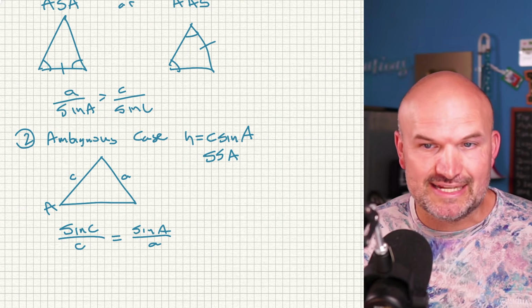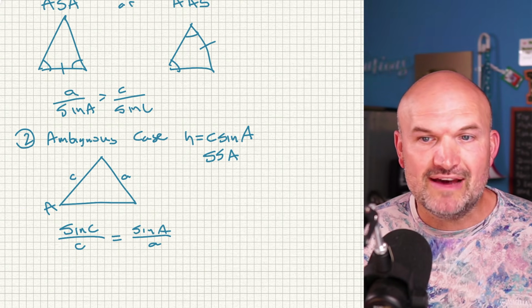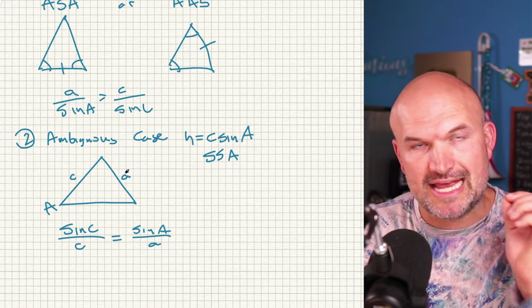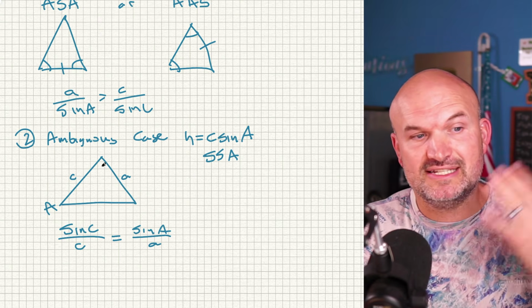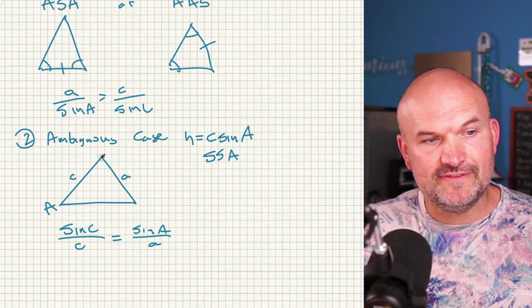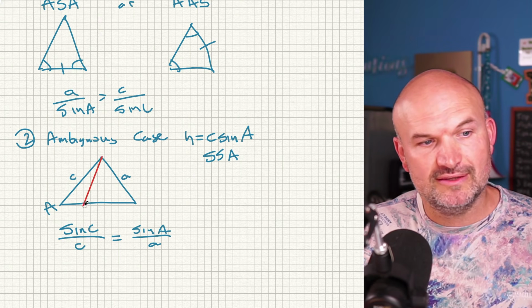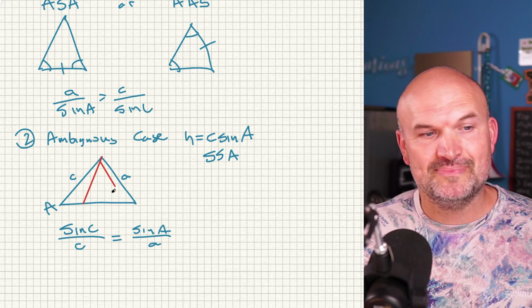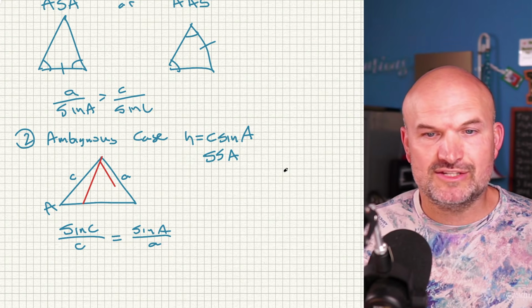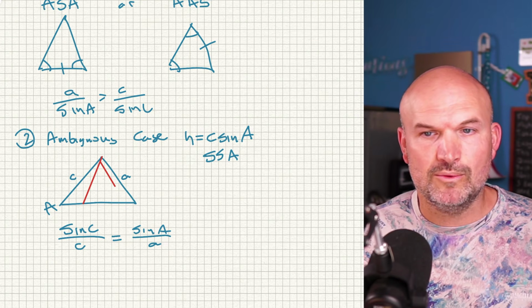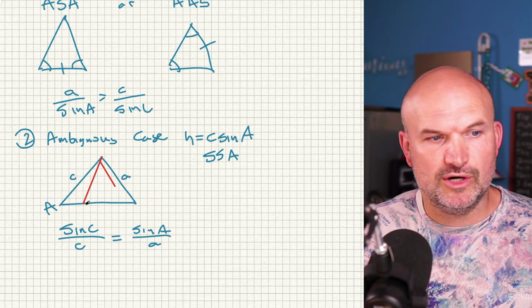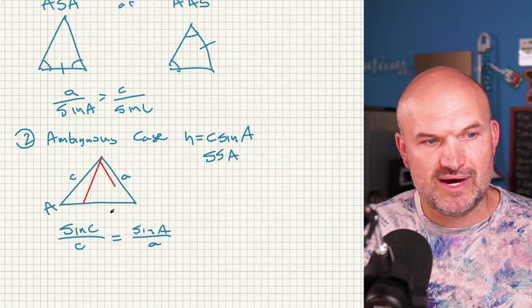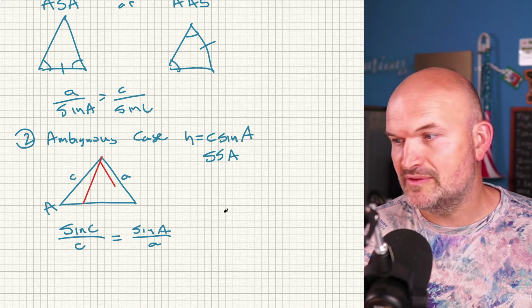And the reason being, ladies and gentlemen, is because with side-side-angle we don't have enough information to determine if this is the only triangle, or if there are two triangles that exist, or no triangles that exist. That is where this formula is going to come into play. Because we don't know what this angle is, that's why this formula could work. So let me show you how this formula works.